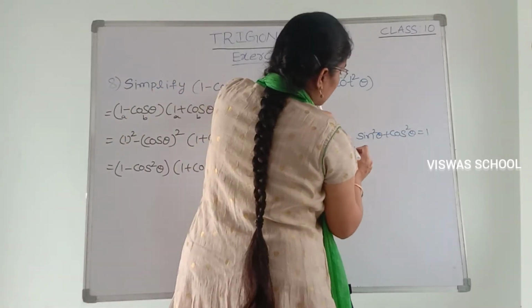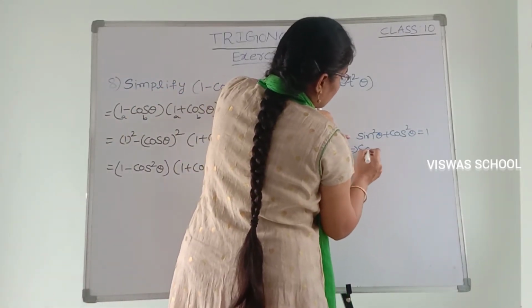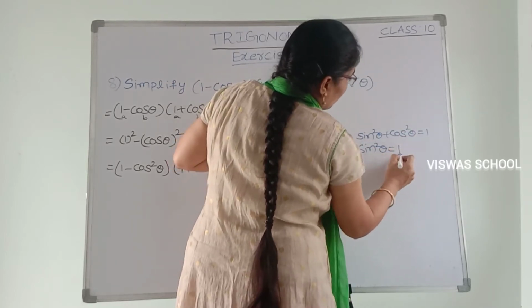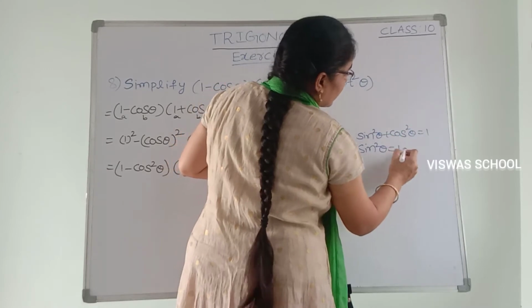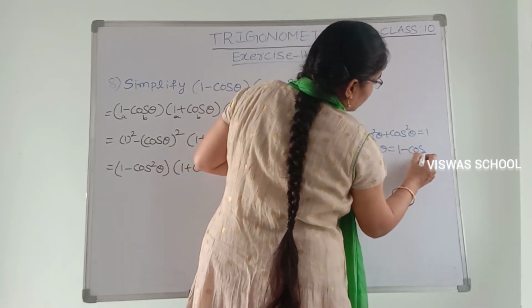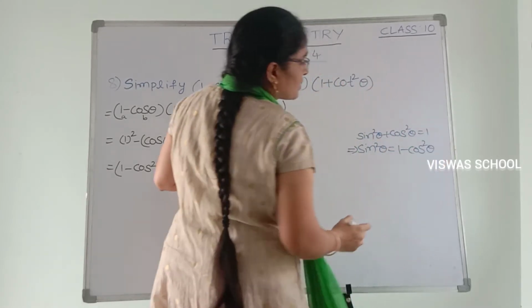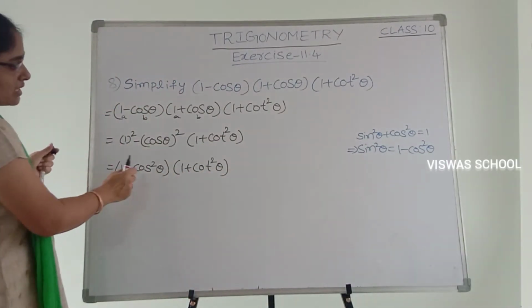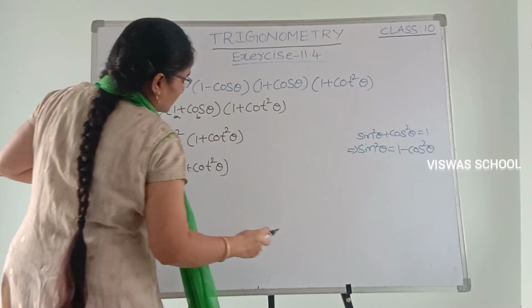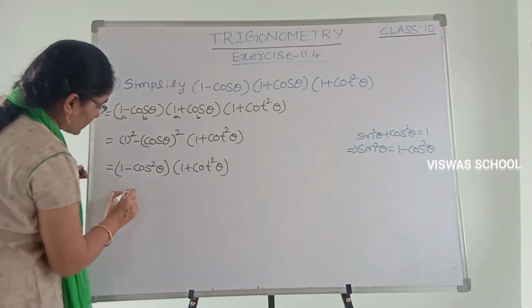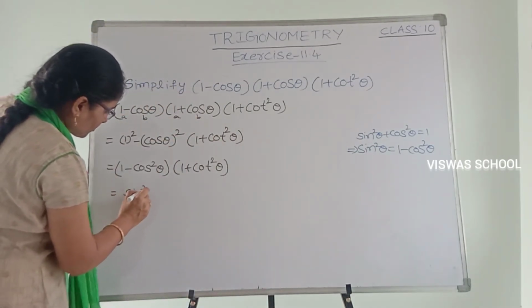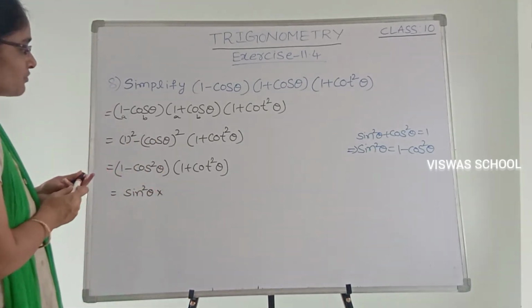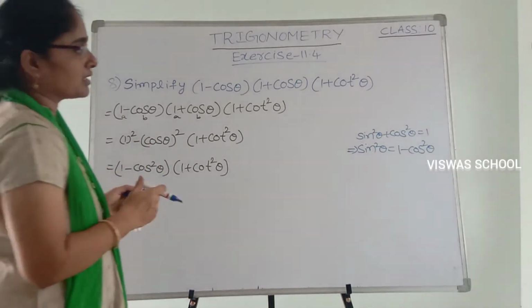From this identity, sin square theta is equal to 1; write this plus cos square theta to the RHS side. Now it is 1 minus cos square theta. That is, in this place, 1 minus cos square theta, substitute the value, that is sin square theta. This is sin square theta into 1 plus cot square theta.